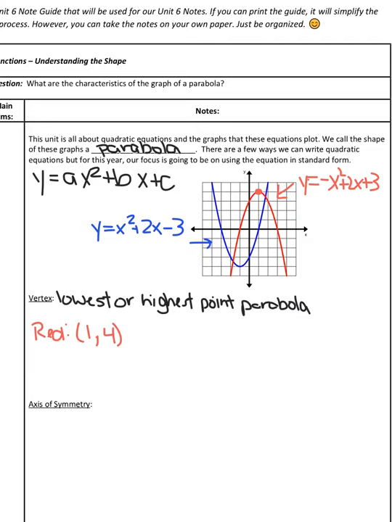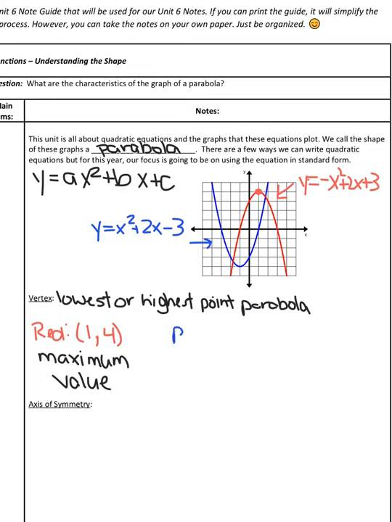Now, when we talk vertex, we also like to define the type of point it is. So if the vertex is at the top of a parabola, we say a parabola has a maximum value. So I'm going to write that down here, maximum value. So that red parabola has a max. We usually abbreviate it, saying a max, because the vertex is at the top. It can't go any higher than that max value.